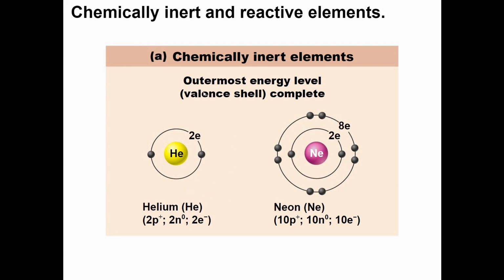Here's another example of chemically inert elements. Helium and neon, we have their orbital models drawn out. Helium has 1 orbital, and that first orbital closest to the nucleus is satisfied with 2 electrons. So helium is inert, or not chemically reactive. Neon is also inert. Notice that it has more than 1 orbital, but the first one's satisfied, and the second one has 1, 2, 3, 4, 5, 6, 7, 8 electrons, meaning that the outermost energy level, or valence shell, for both of these atoms is complete, making them non-reactive.